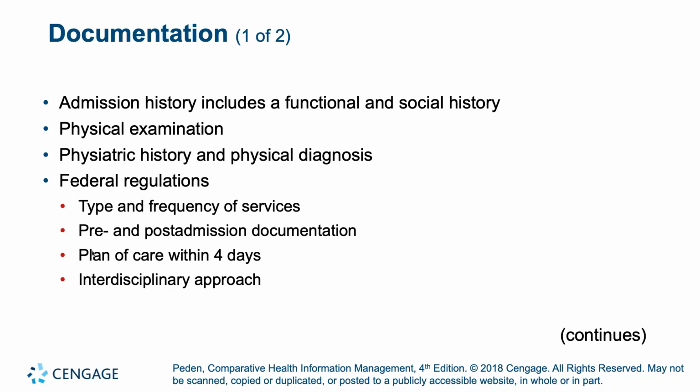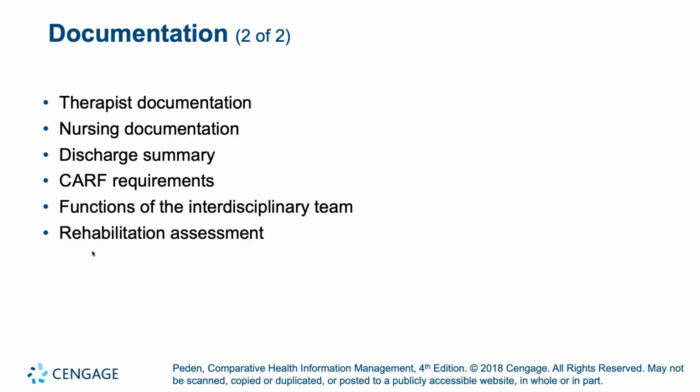Federal regulations require that type and frequency of services be included. Pre and post admission documentation is required. Plan of care be done within 4 days, and that rehab uses an interdisciplinary approach. Therapists have to document, nurses have to document. There needs to be a discharge summary. When the patient's finally released from rehab care, there has to be a discharge summary. And then if there are any CARF requirements, those need to be kept in mind and documented. And you'll have an assignment this week on CARF. So hopefully that will help understand or build out some more of that.